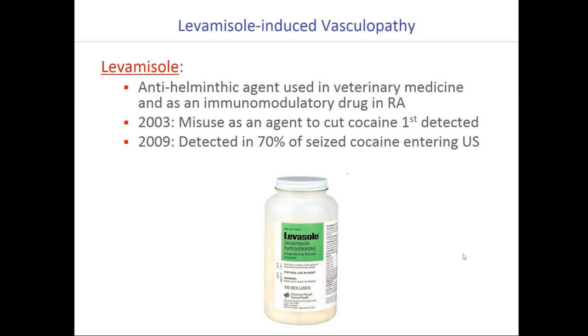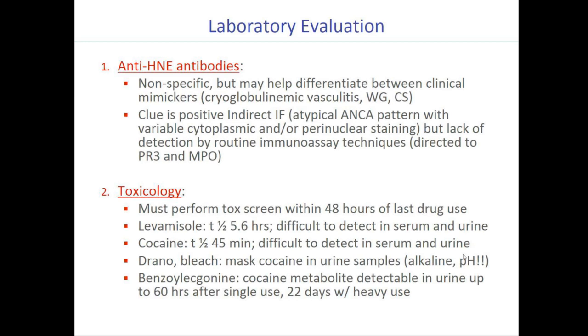A clue to this diagnosis is anti-HNE antibodies. While these are nonspecific, they can certainly help between mimickers, which can include cryoglobulinemic vasculitis, which may also show a mixed pattern of thrombosis and inflammation, as well as Wegener's and Churg-Strauss. The clue is to have a positive indirect immunofluorescence, and again, immunoassay techniques are very helpful.